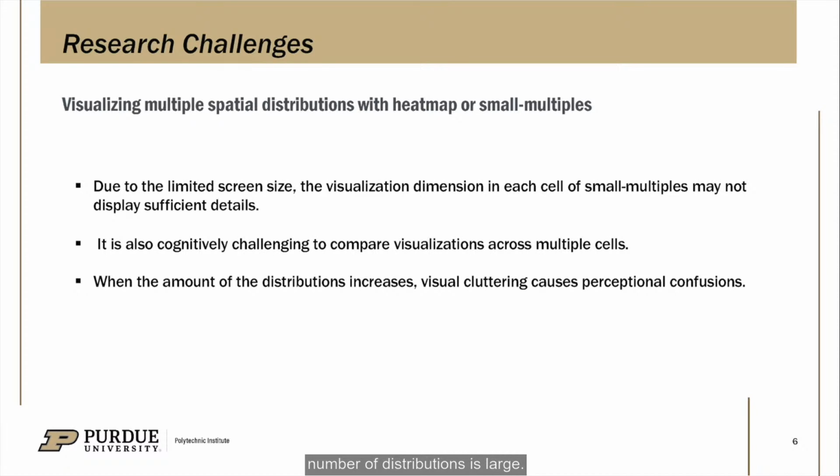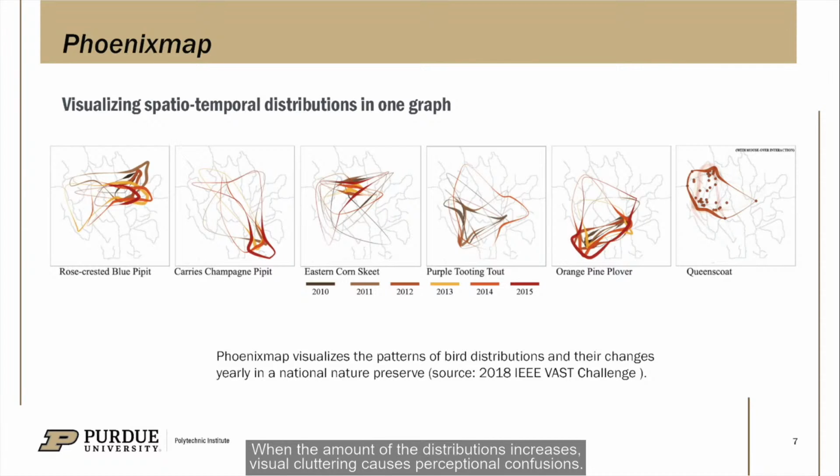There are several research challenges when visualizing multiple spatial distributions with a heat map or small multiples. First, due to the limited screen size, the visualization dimension in each cell of small multiples may not display sufficient details. Secondly, it is also cognitively challenging to compare visualizations across multiple cells. Thirdly, when the number of distributions increases, visual cluttering causes perceptual confusion. These observations encouraged us to come up with a solution by abstracting the visualization: Phoenix map. It allows us to visualize multiple spatial distributions in a concept form and enables overlapping to save display space.